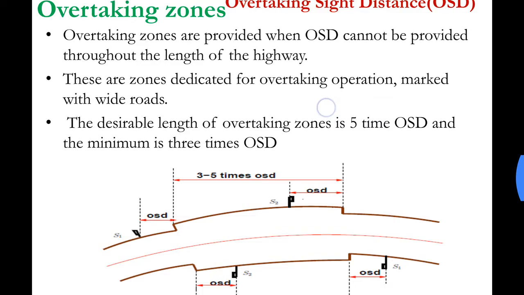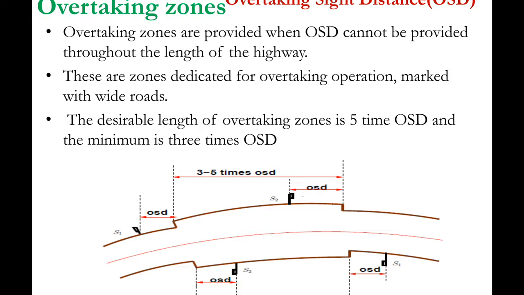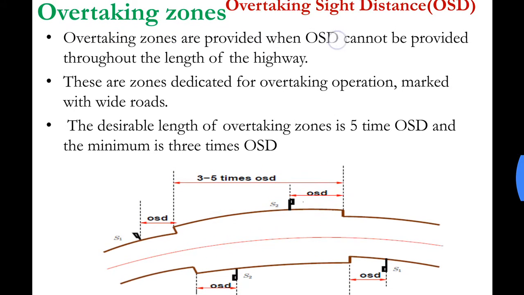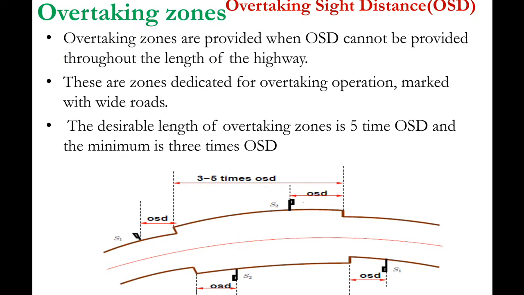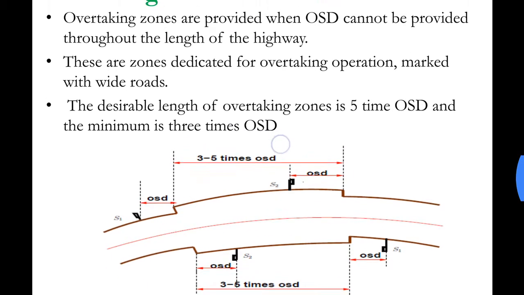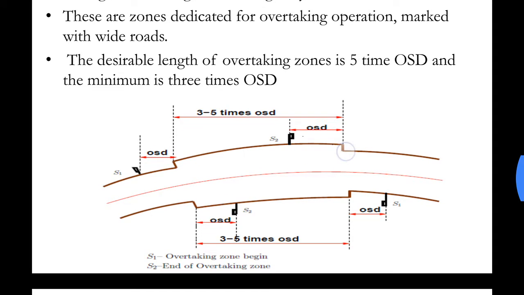So next let us look at what are overtaking zones. There are a few zones that we provide for this overtaking operation. Overtaking zones are provided when OHD cannot be provided throughout the length of the highway. When we are not able to provide the overtaking sight distance throughout the length of the highway, what we do is we provide overtaking zones at certain intervals. These are zones dedicated for overtaking operation marked with wide roads. Here you can see this is the overtaking zone.